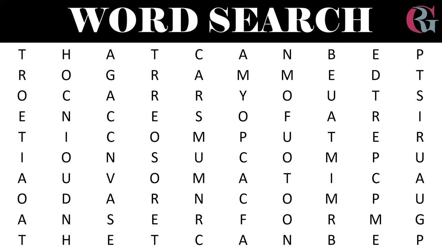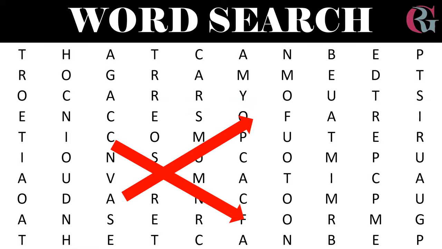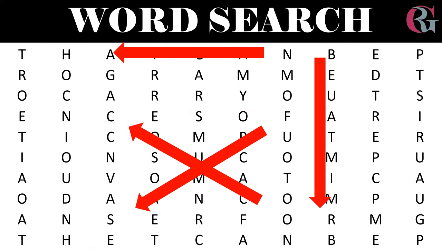Today, we will do word search. It is a quiz to find the hidden words. Words can appear vertically, horizontally, diagonally, and even backward.